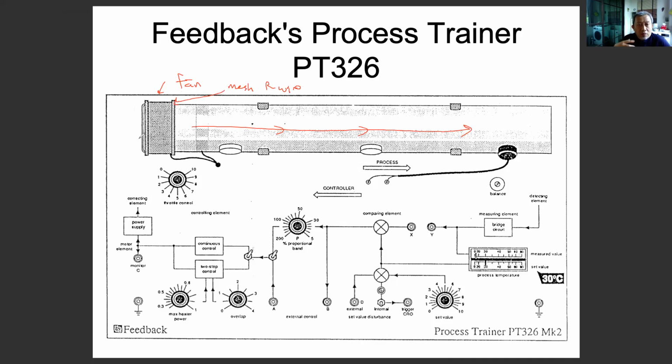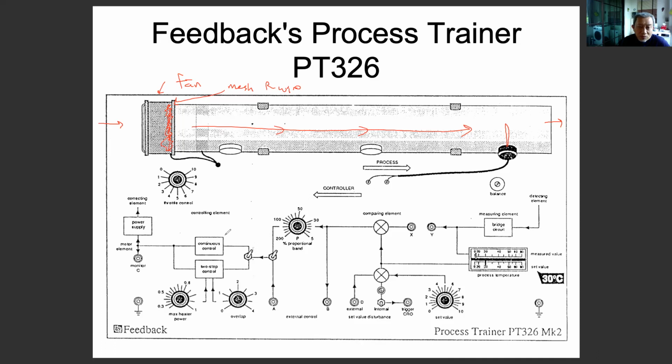So the fan will rotate and suck the air from outside. Then the air goes to the mesh wire in this device, which is heated, the red one, and the fan will push the hot air towards the exhaust here. There is a thermistor located near the exhaust to measure the output temperature, and this output temperature goes to the system, to the controller.